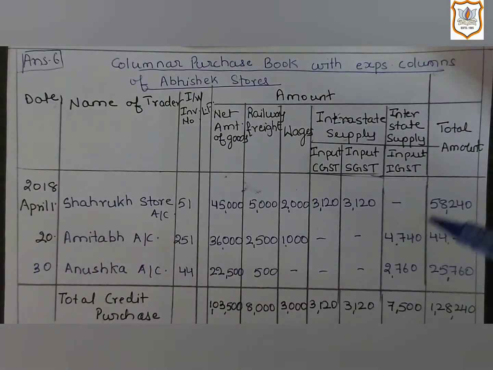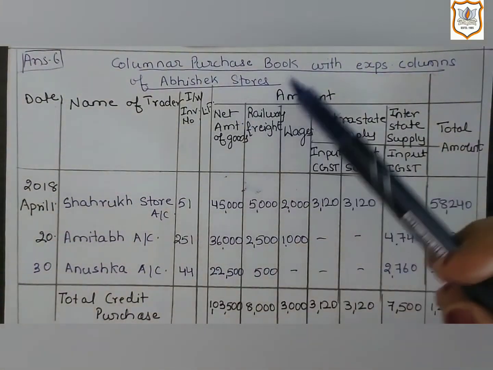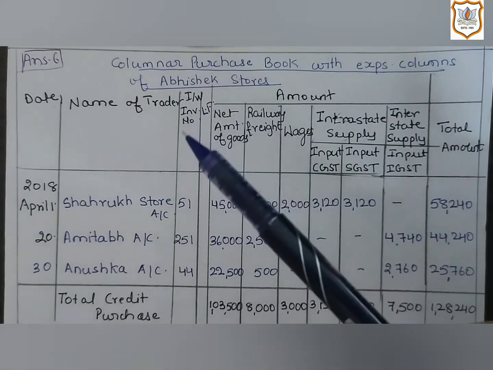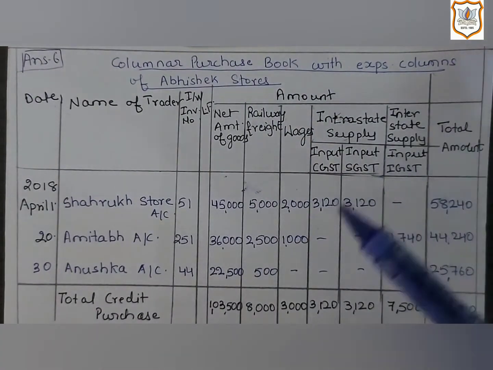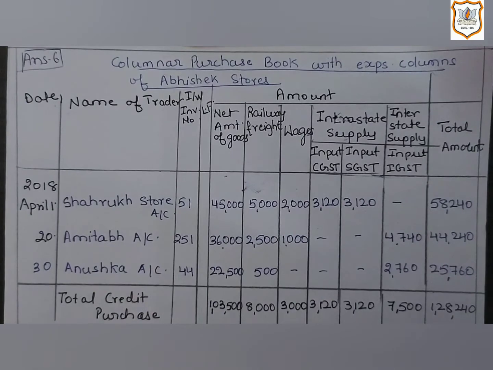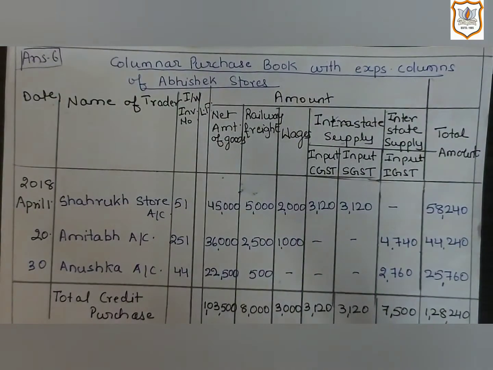And now it is turn to calculate GST. First we have to decide whether it is interstate supply or intrastate supply. As Amitabh is in Maharashtra and we are preparing purchase book of Abhishek, who is in Rajkot, that is in Gujarat. So this is the case of supply between different states. That means here we have to apply input IGST. This is the case of interstate supply. Let us see calculation for this.